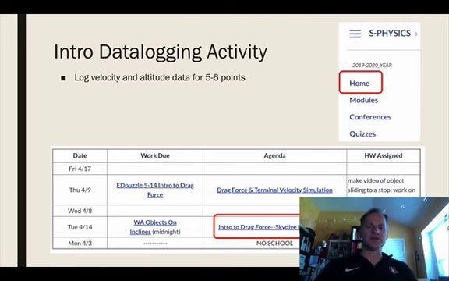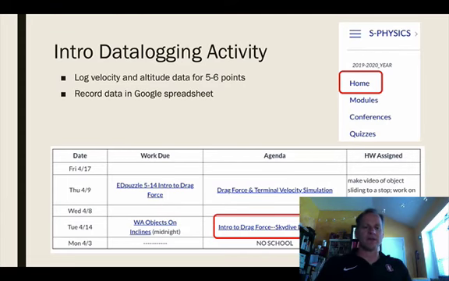So basically what you're going to do is watch a short YouTube video, and record the velocity and altitude data for 5 or 6 points. Remember, we did this with the Falcon Heavy lab back in the fall. It's the same idea, except it's a person who's skydiving, right? So the most common example of the drag force is air resistance, and objects falling through the air are an example of objects that experience drag force. So you're going to log 5 or 6 data points, and record the data in a shared Google spreadsheet, which I'll show you in a minute.